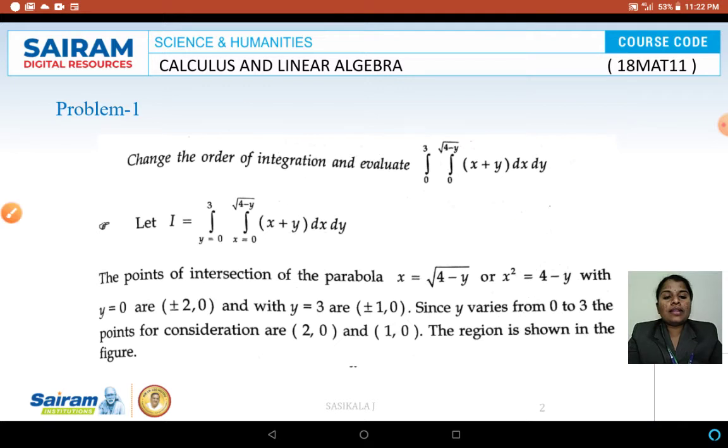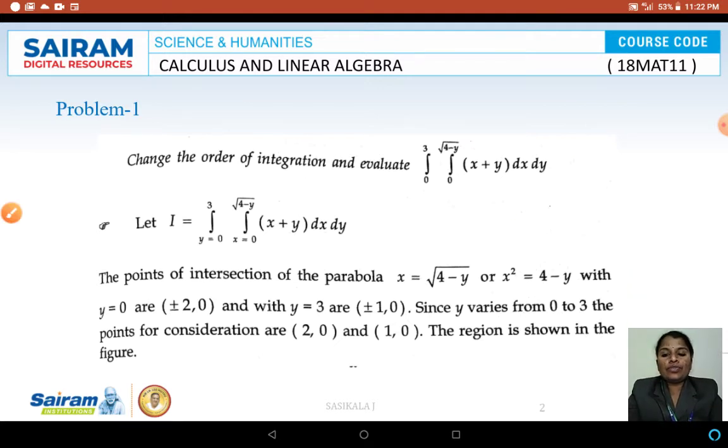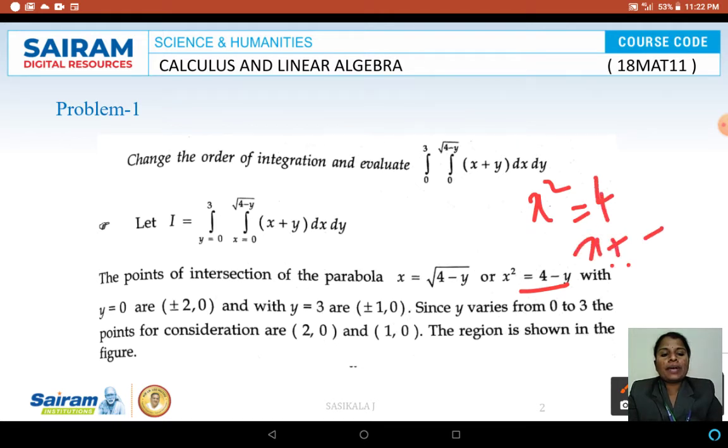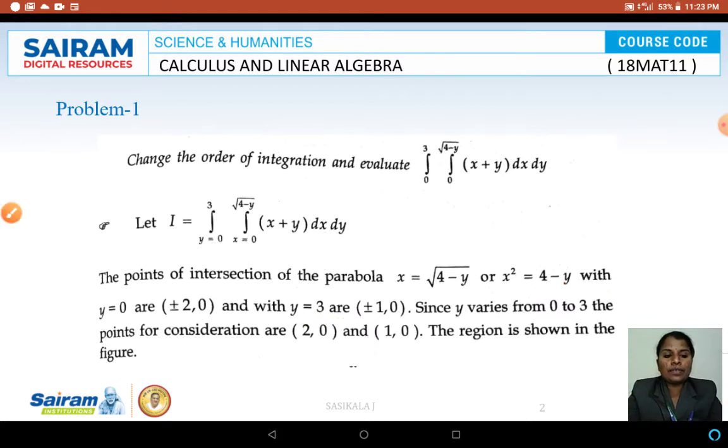Now substitute y equal to 0 in this equation. x squared will be 4, so x will be plus or minus 2. Then take y equal to 3: 4 minus 3 is 1, so x will be plus or minus 1. The region of y is 0 to 3, which is the positive region. Therefore we consider the positive points (2, 0) and (1, 0). The region is shown in the figure.